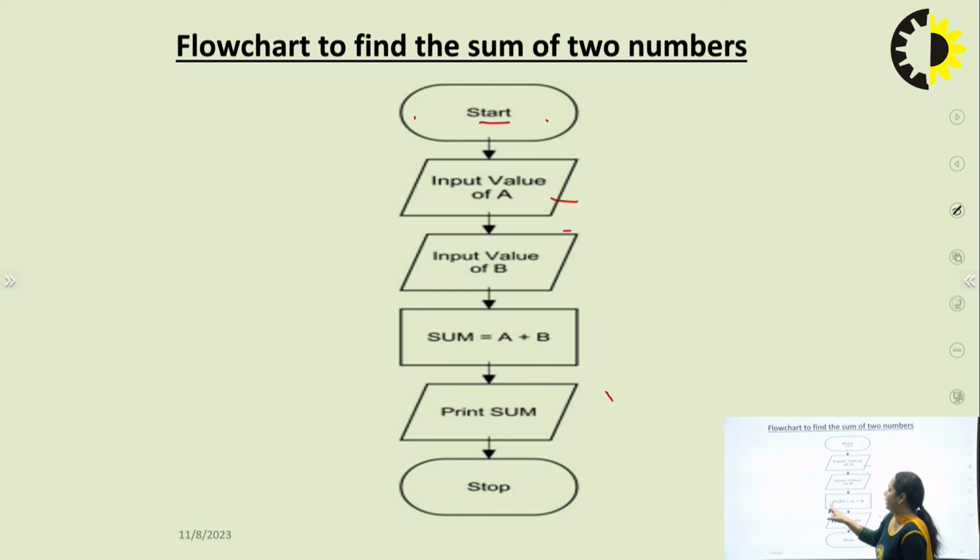Next, we have to implement the addition. And for implementation, what we have done, we have written sum is equals to A plus B. As this is the implementation part or the process for adding two numbers, it is being written within the rectangle. So rectangle is used for representing the process or implementation, or you can say the formulation part of the solution.